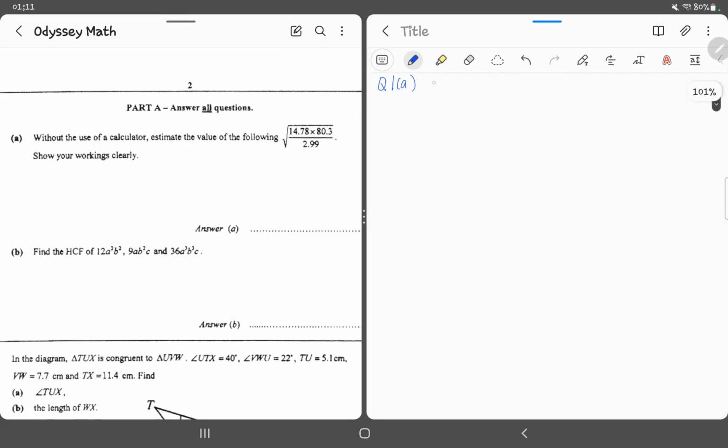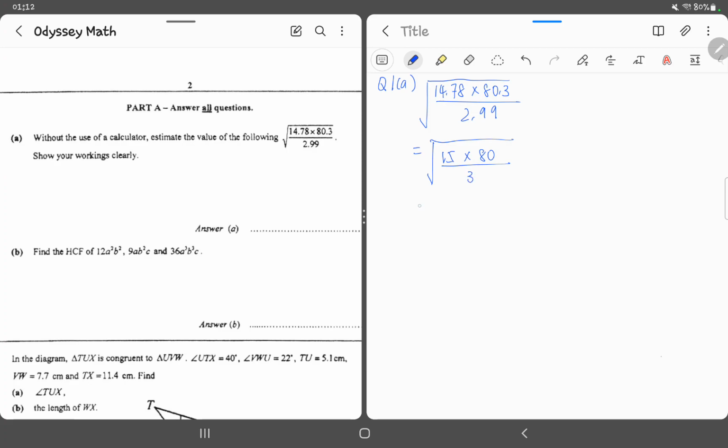So what we're going to do over here is write down whatever is presented in the question: 14.78 times 80.3 divided by 2.99. We're going to round 14.78 to 15. For 80.3, we're going to round it to 80. And for the denominator 2.99, we're going to round it to 3.